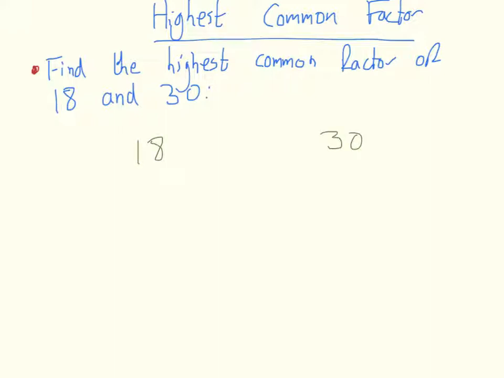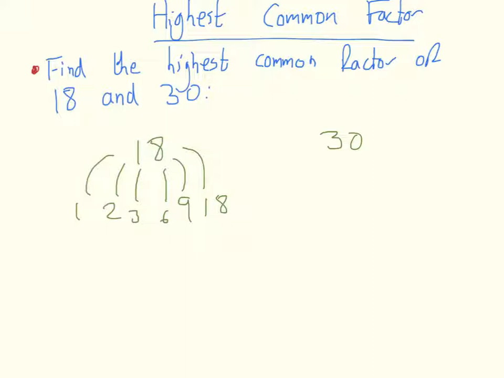So that means we need to find all the factors of 18 and all the factors of 30. So we look at 18 first. We think, does 1 go into 18? Well, yes it does. 1 times 18 gives you 18. Next, try 2. Does 2 go into 18? Yes it does. 2 times 9 is 18. Then try 3. Does 3 go into 18? Yes it does. 3 times 6 gives you 18. Now try 4. Well, 4 doesn't go into 18, nor does 5. The next number is 6, which we've already got because we started going up the other side. So we can stop there.